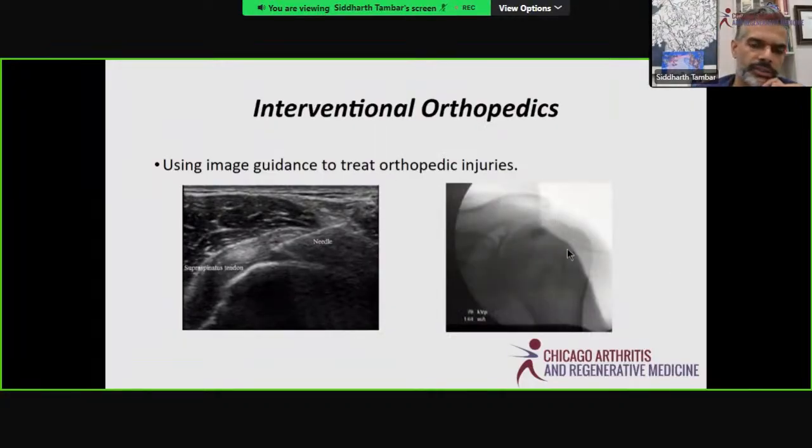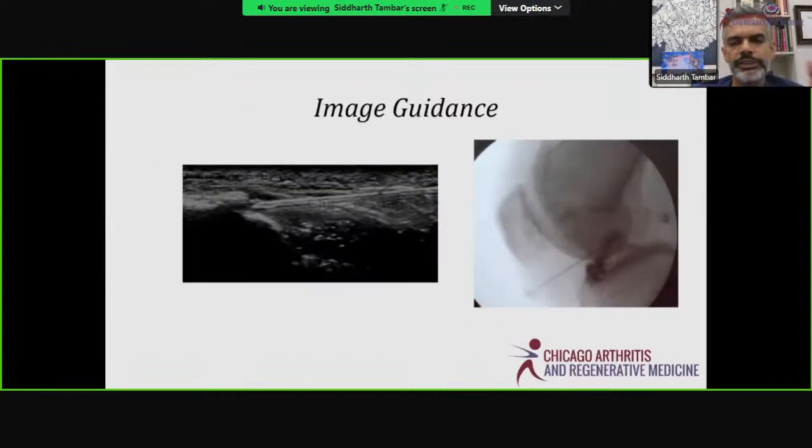This is a picture of injecting into the shoulder joint and then also into the labrum. What's cool about this is we confirm that we're in the joint by seeing contrast in the joint. And we know we hit the labrum because that's that little triangular structure there. That's how to do this correctly. I showed these pictures before, but again, an example of utilizing interventional orthopedics, image guidance to inject joints and tendons and ligaments. Picture on the left, patellar tendon being injected. Picture on the right, ACL being injected.